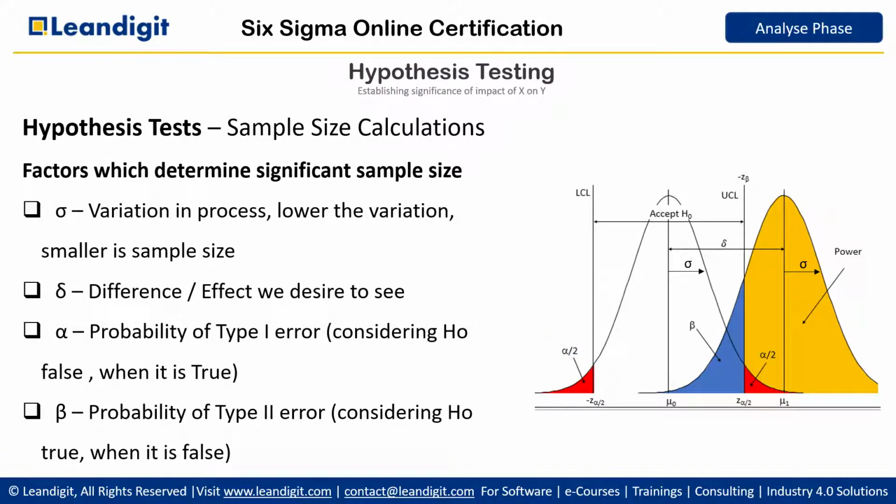The beta is the probability of type 2 error, which is considering H0 true when it is actually false. So you can see the blue portion indicates beta. So these are the four factors which determine the sample size.